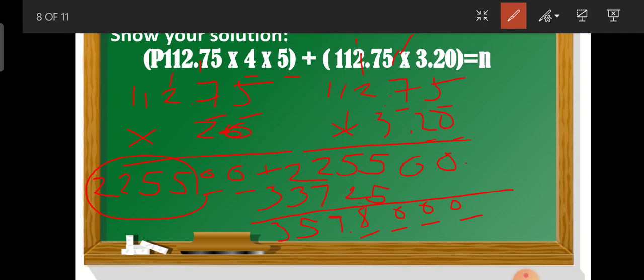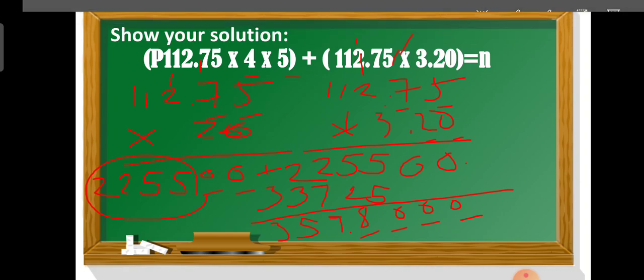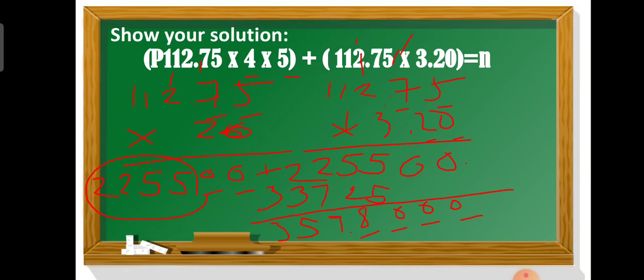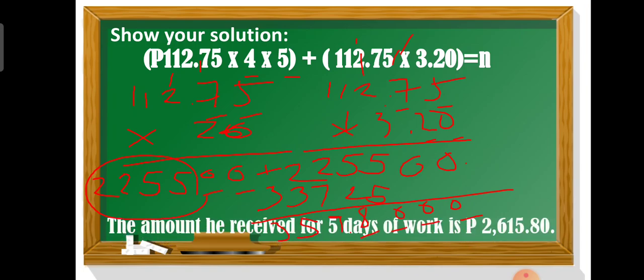And then we need to add these two numbers, 2,255 and 359 and 80 hundredths. So back to the problem. Our answer is, the amount he received for 5 days of work is 2,615 pesos and 80 cents. So that's how we solve the problem.